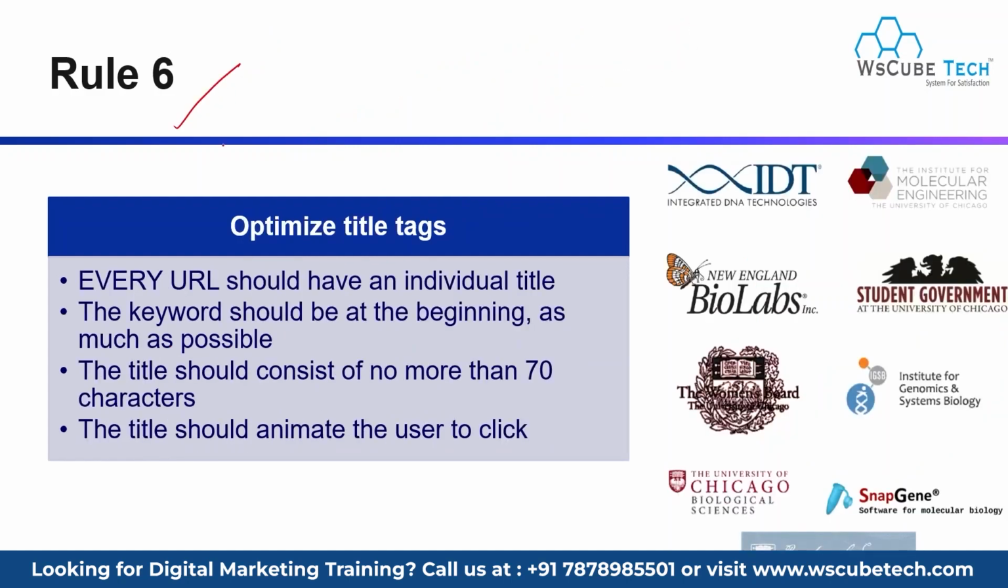Next we have rule number 6, that is you have to optimize your title tag. Just look here, these are all title tags. Every URL should have an individual title. The keyword should be at the beginning as much as possible. The title should consist of no more than 70 characters. And the title should motivate the user to click.